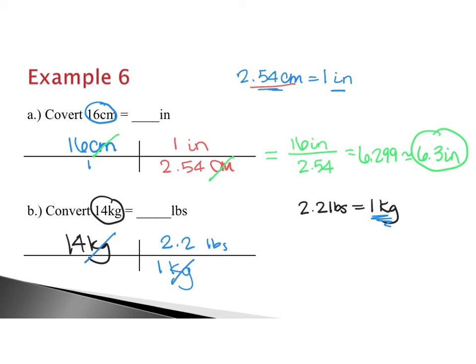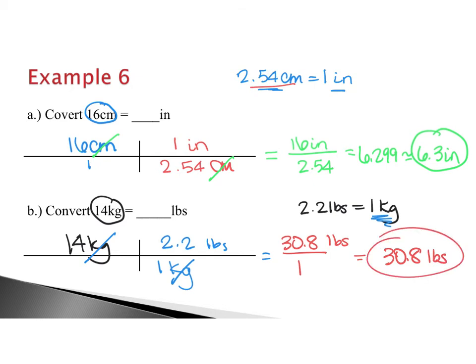Now kilograms are going to cancel, and I would highly suggest that you show your work as you do this so that you can see what's going to cancel. When I multiply things straight across, 14 times 2.2 is 30.8. My unit is pounds, and I'm going to divide that by 1, and my unit of kilograms cancels, so this leaves me with 30.8 pounds. So 14 kilograms is equal to roughly 30.8 pounds.